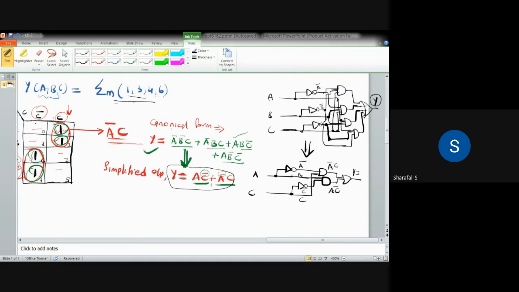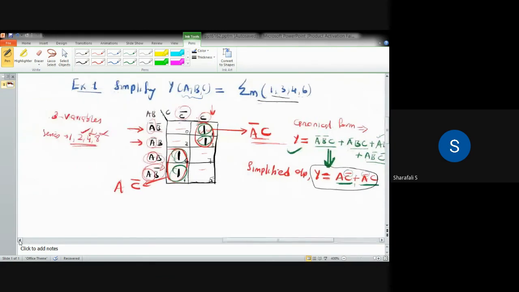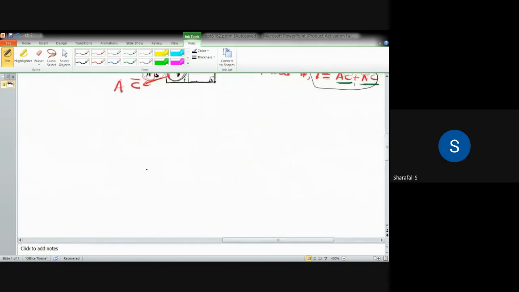OR gate will be. So this is equivalent to this one. So this is how we'll simplify the expression. Through that we will be simplifying the circuit. Okay, let us do one more example. Same in terms of maxterms, we'll do the same with the maxterm in the next class.